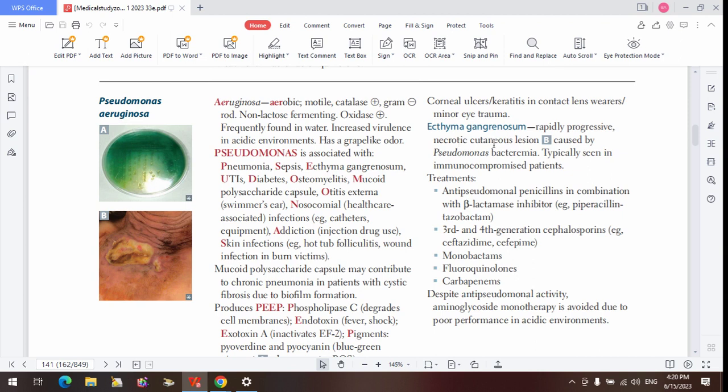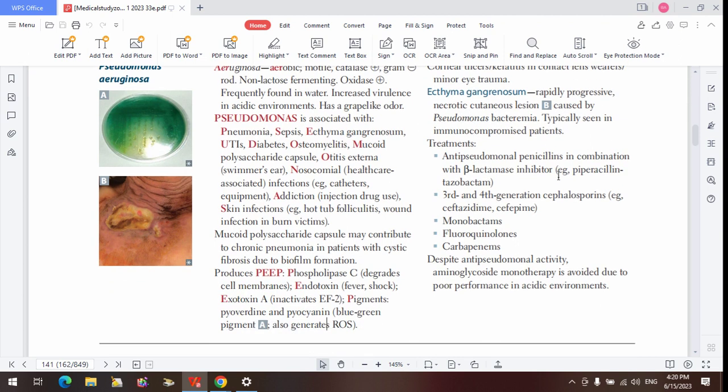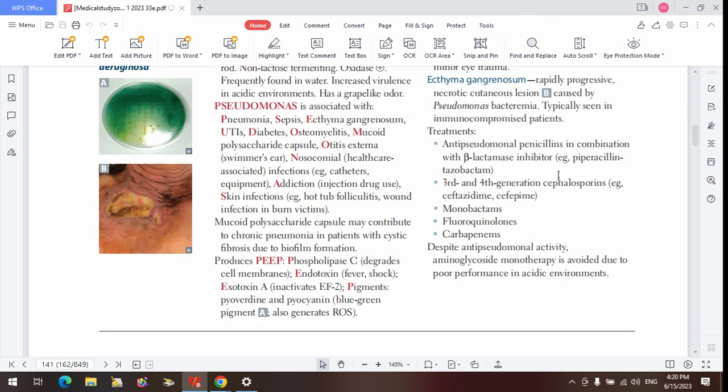We've talked about ecthyma gangrenosum as a necrotic skin lesion caused by Pseudomonas, and you see it in immunocompromised people. Yeah. So what are the treatments?